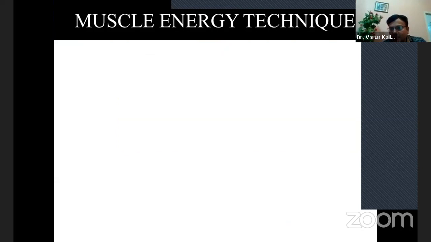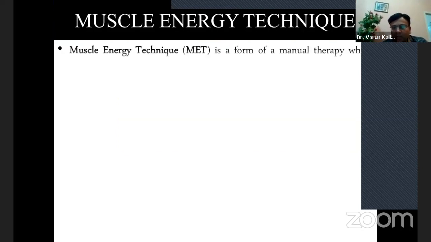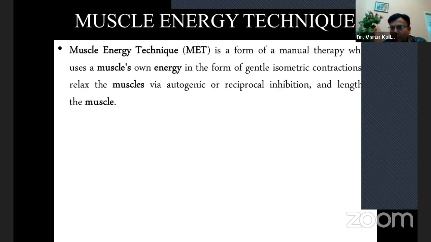Next is the muscle energy technique. Muscle energy technique is a form of manual therapy which uses a muscle's own energy in the form of a gentle isometric contraction and relaxes the muscle by autogenic or reciprocal inhibition and lengthens the muscle.